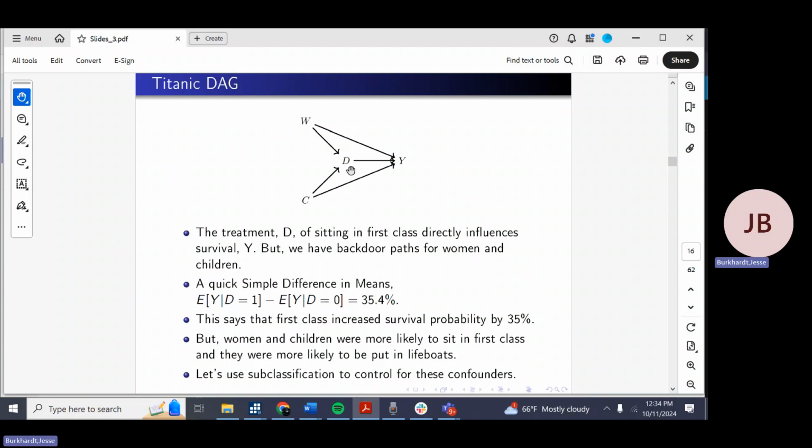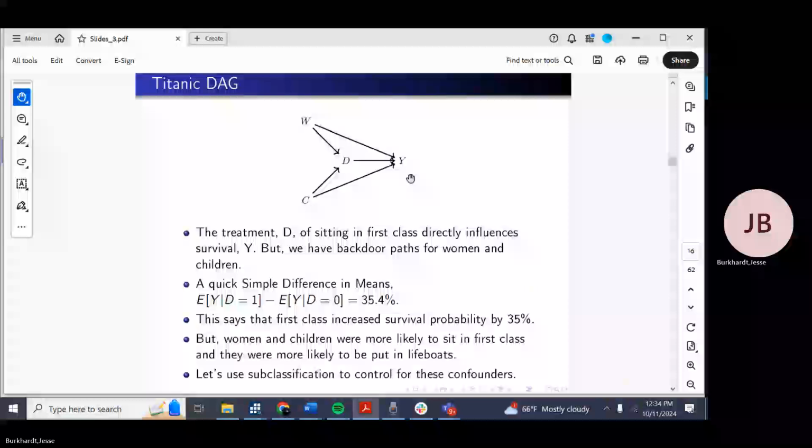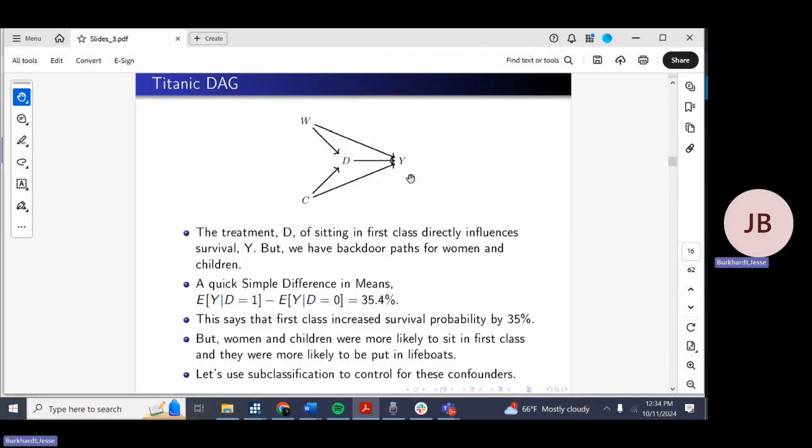So here's our DAG for this example. Survival, being in first class, D, that's our treatment. We have women and we have children. So the DAG says that women and children are confounders because they're more likely to survive because people put women and children into the lifeboats first, but they're also more likely to be in first class. So we have open backdoor paths for women and children. A quick, simple difference in means says that the expected survival rate of being in first class relative to non-first class is 35%. So if you are in first class, you have a 35% higher probability of surviving.